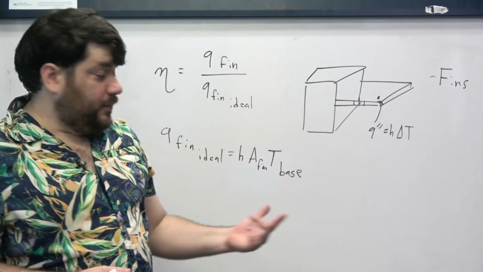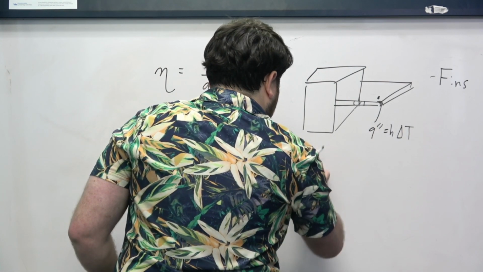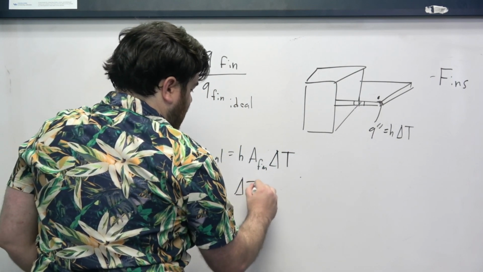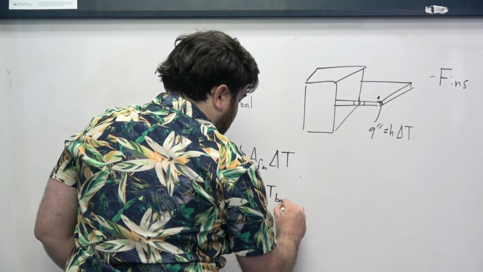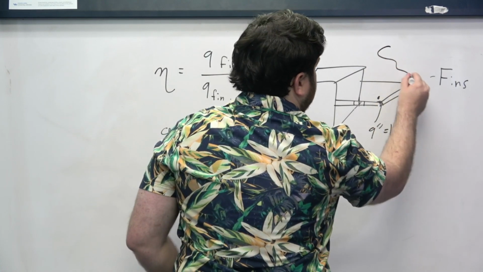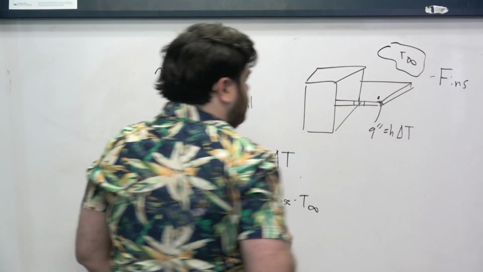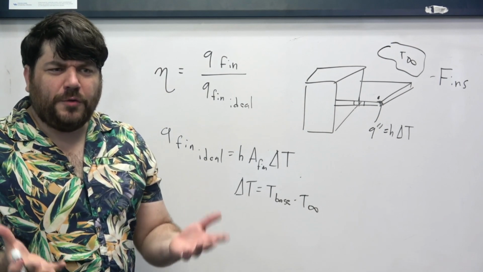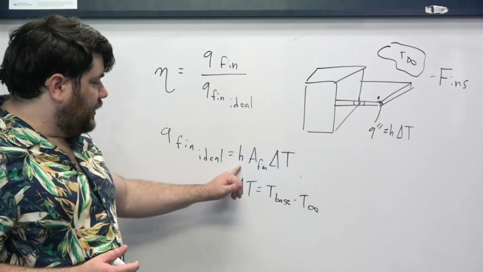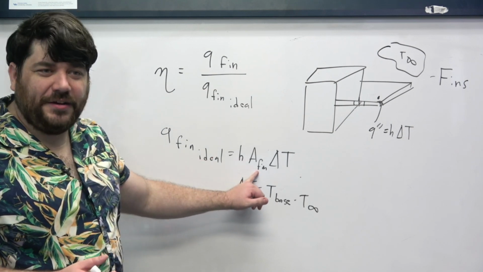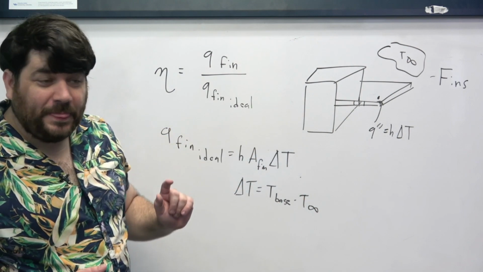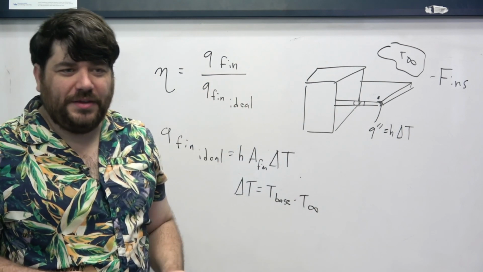times the temperature of, pardon me, big mistake, delta T is equal to the temperature of the base minus the temperature of the environment. So what is the ideal heat transfer rate through the fin? Well, it's just h times the area of the fin surface times the difference in temperatures between the base and the temperature of the environment.